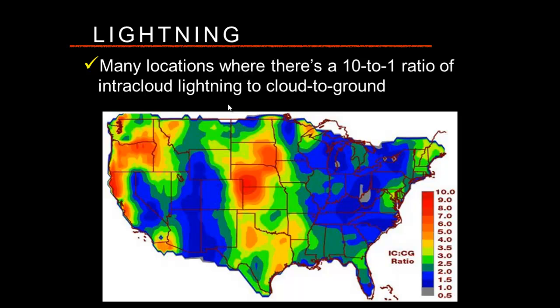Or if you're in maybe the Great Lakes area or Ohio or Tennessee Valley or in the southeast, you're going to see more of a 2-to-1 or even a 1-to-1 ratio in some cases, or even in the Intermountain West where you see more of a 1-to-1 ratio.